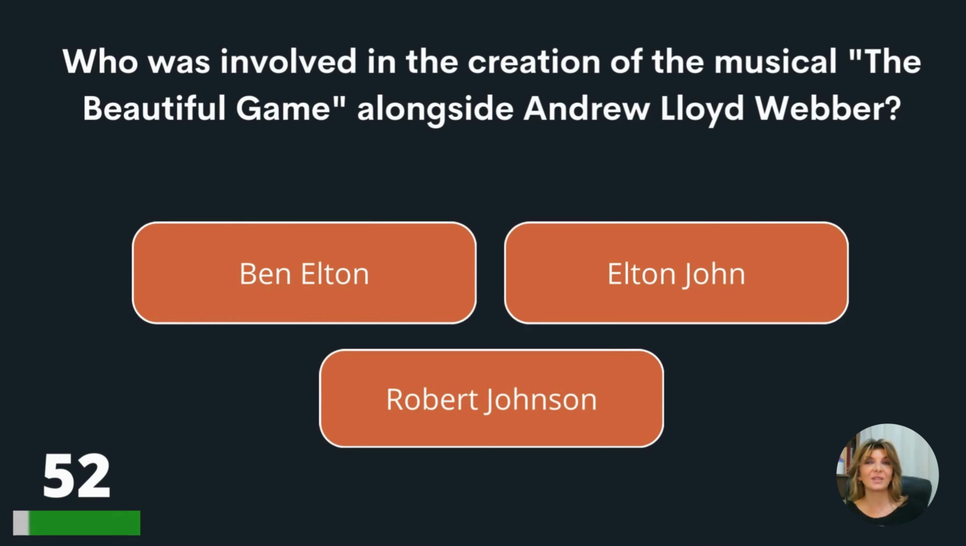Who was involved in the creation of the musical The Beautiful Game alongside Andrew Lloyd Webber? Ben Elton, Elton John, or Robert Johnson? Ben Elton.